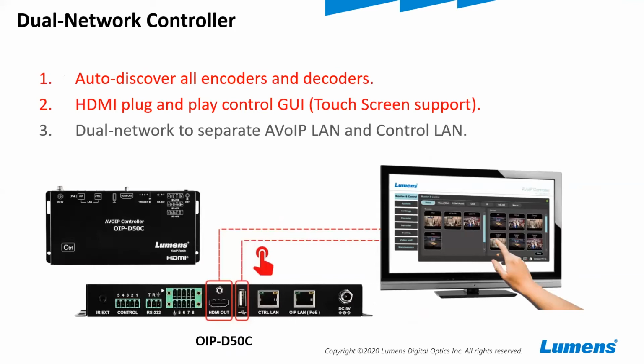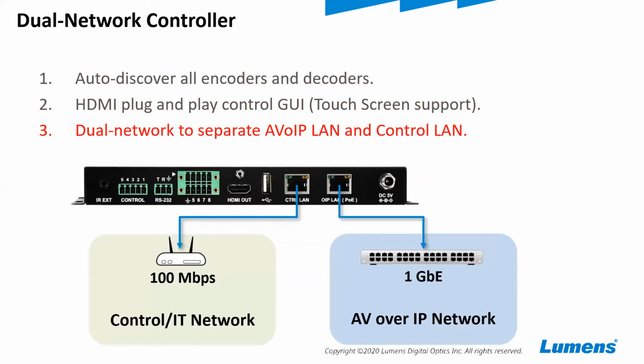The controller auto discovers all encoders and decoders, has an HDMI out plug, and a play controlled GUI that allows for touchscreen support. We'll get into a lot of the features of this in just a second. The controller also separates the AV over IP LAN and the control LAN. Notice the AV over IP network is 1 gigabyte, whereas the IT network or control LAN is 100 megabytes per second.